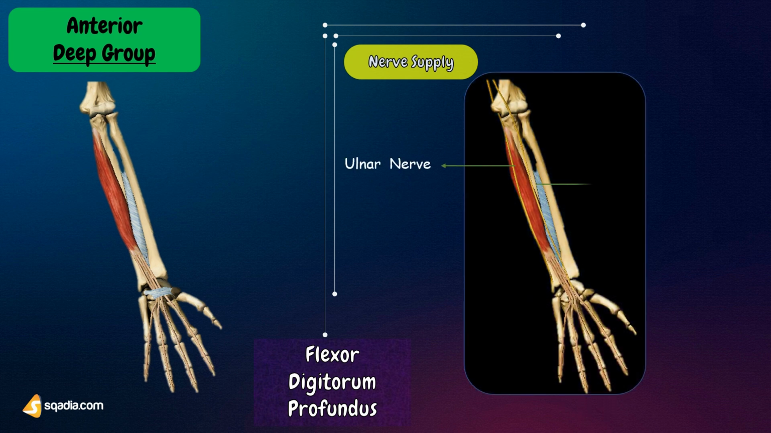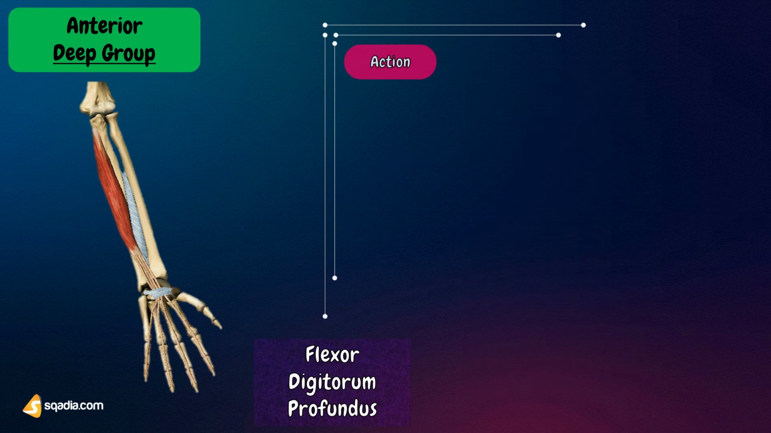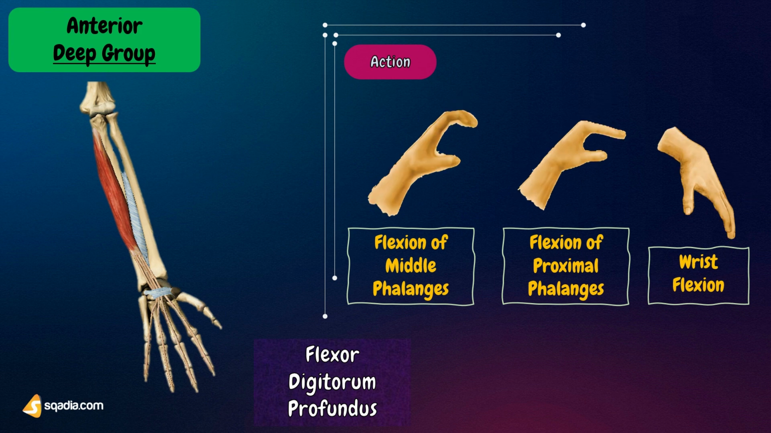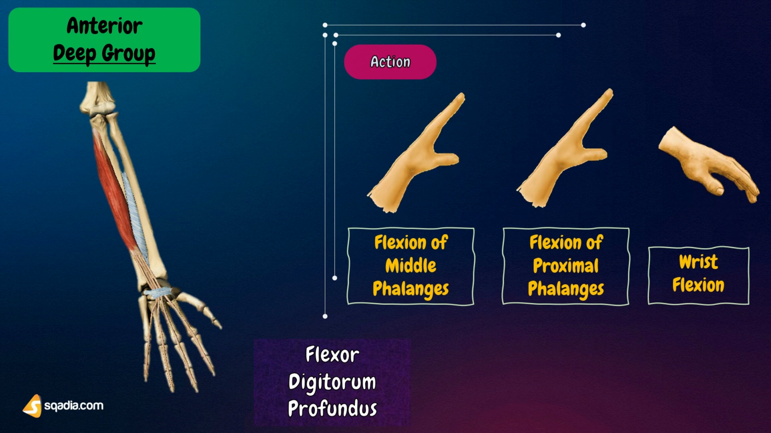This muscle is innervated by two nerves. The medial half is supplied by ulnar nerve, while the lateral half is supplied by the interosseous branch of the median nerve. The action of this muscle is that it flexes the distal phalanx of the fingers and assists in flexion of the middle and proximal phalanges. It also assists in flexion of the wrist.